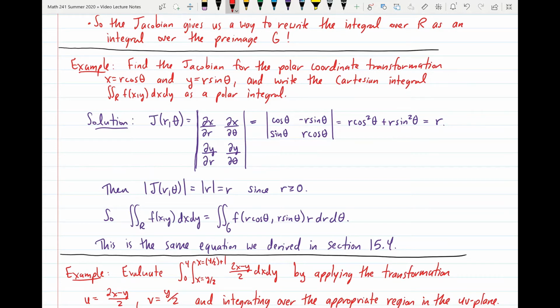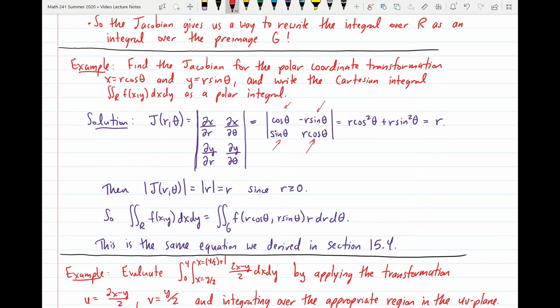So if we take the partial derivative of x with respect to r, we get cosine theta. That's why it's popping up here. If we take the partial derivative of x with respect to theta, we get negative r times sine theta. If we take the partial derivative of y with respect to r, we get sine theta. And if we take the partial derivative of y with respect to theta, we get r times cosine theta.